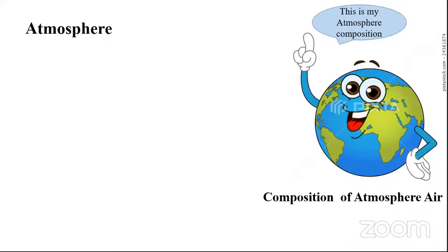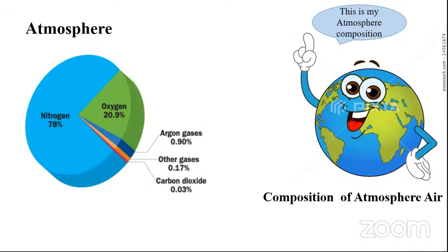Now the earth is speaking: these are my atmosphere compositions. In the atmosphere, the nitrogen content is very high, around 78%. Oxygen is 20.9%, the second largest. Then argon is around 0.90%, and the remaining gases, such as the noble gases, all come under 0.17%. Carbon dioxide is naturally 0.03%, but nowadays there is some fluctuation.